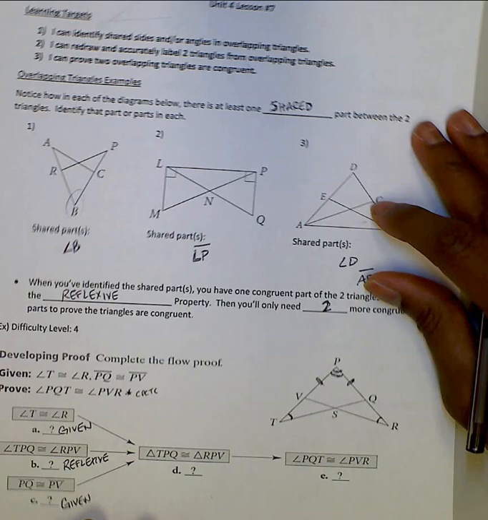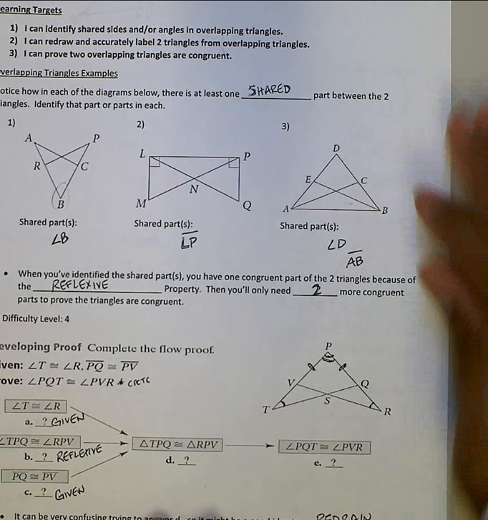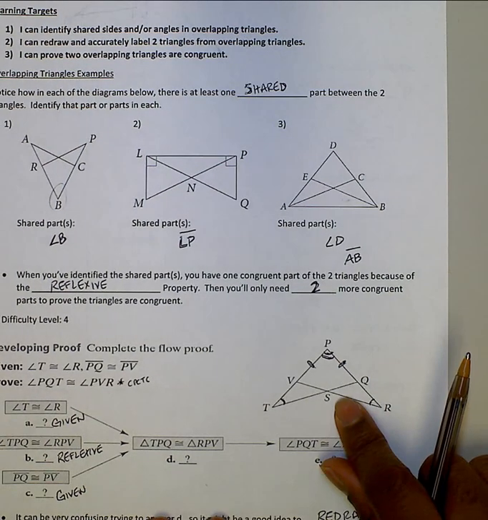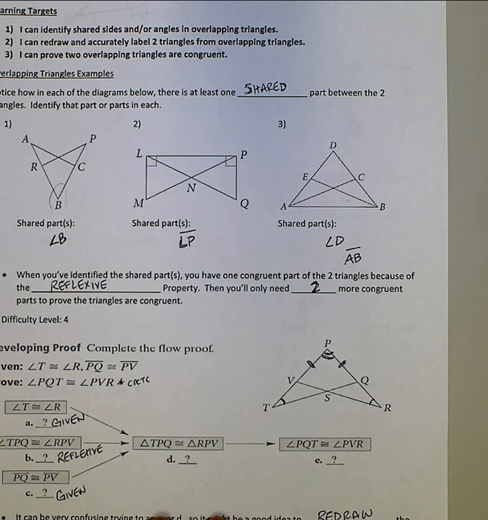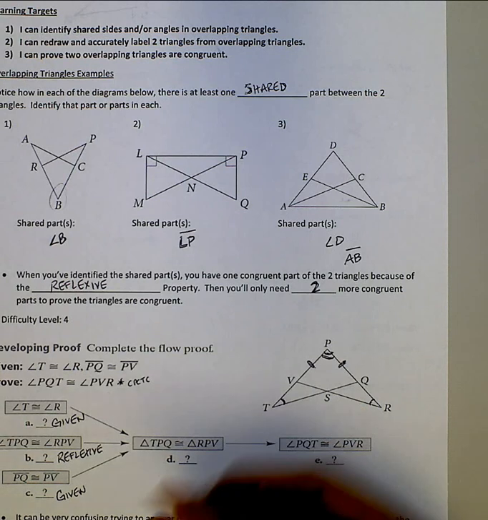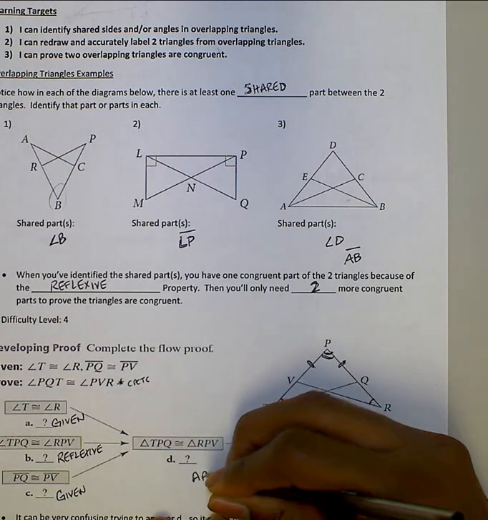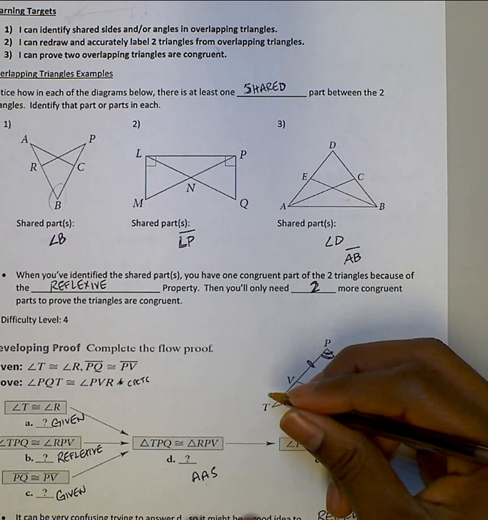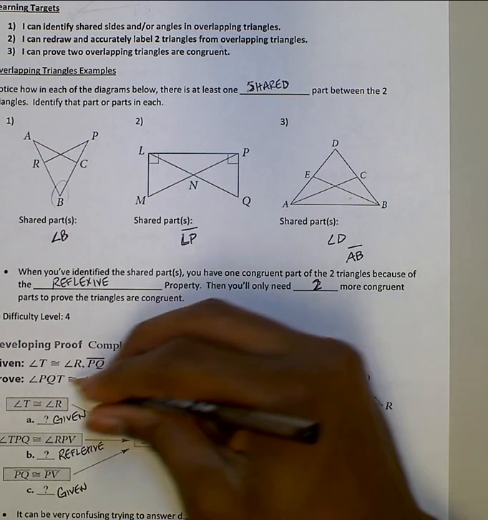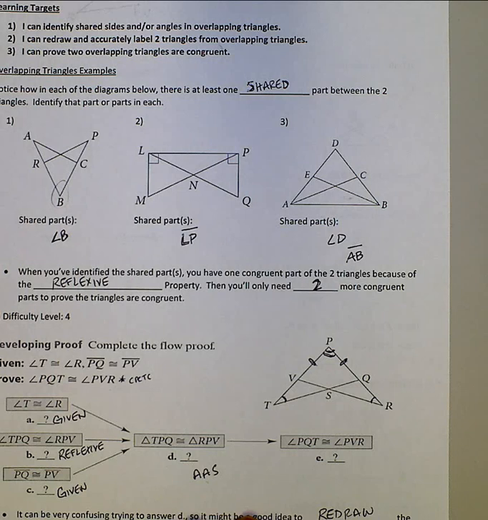And so it's a little easier to see angle, angle, side when we've redrawn and separated our triangles, than if we're just looking at it as it is. So we have angle, angle, side. Okay, and like I said at the beginning, it kind of gives it away that we're trying to prove parts congruent.